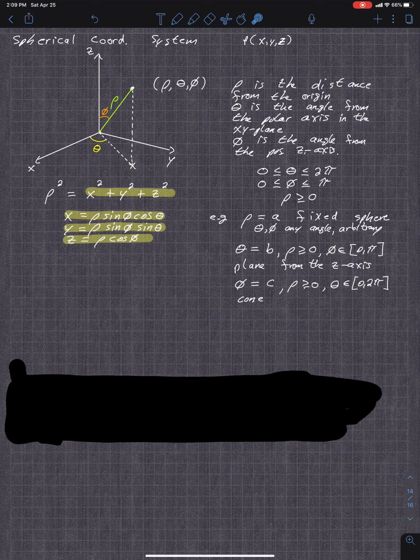And then you have some domain values for your angles and rho. Rho is, of course, positive. If rho is 0, then of course you get the origin. Your theta is, like in polar, 0 and then all the way around, so it's 0 to 2 pi. And phi, we usually just say it's 0 down to pi. So it goes from here down.